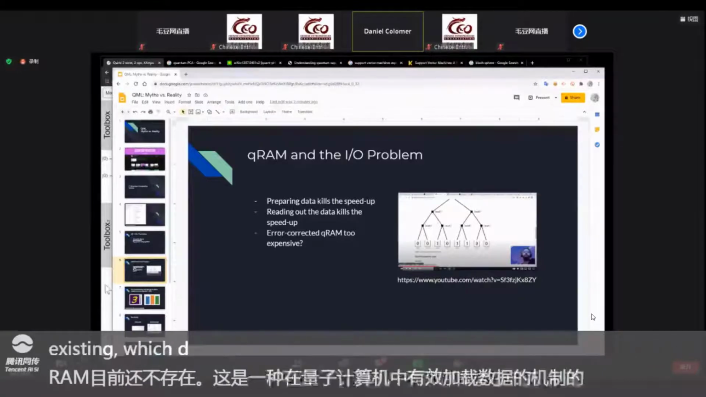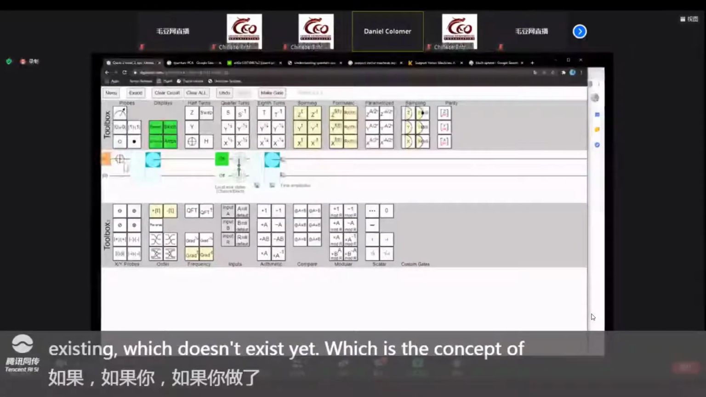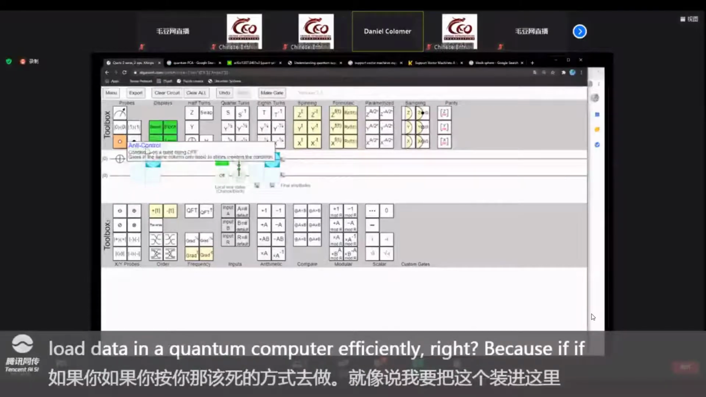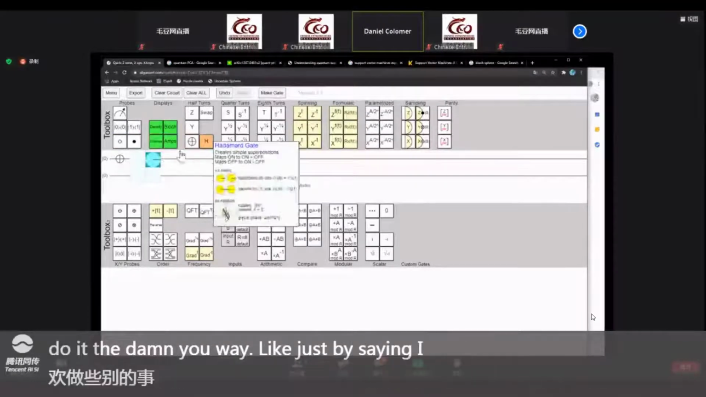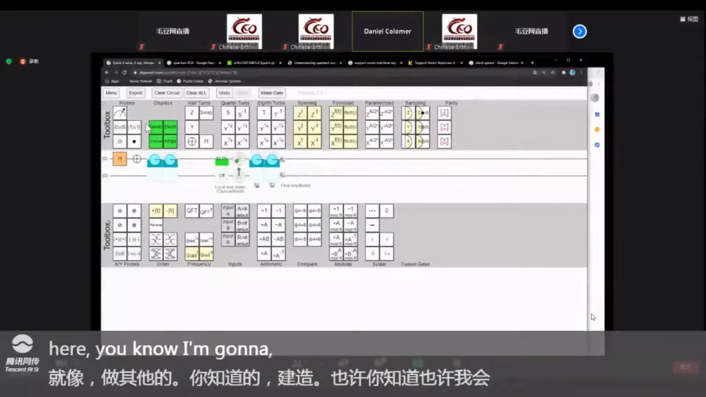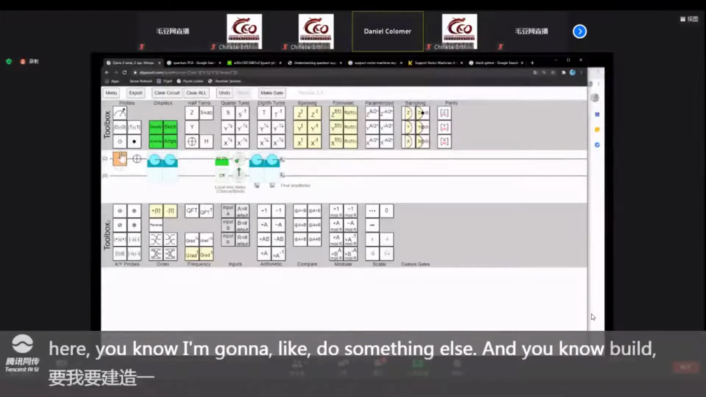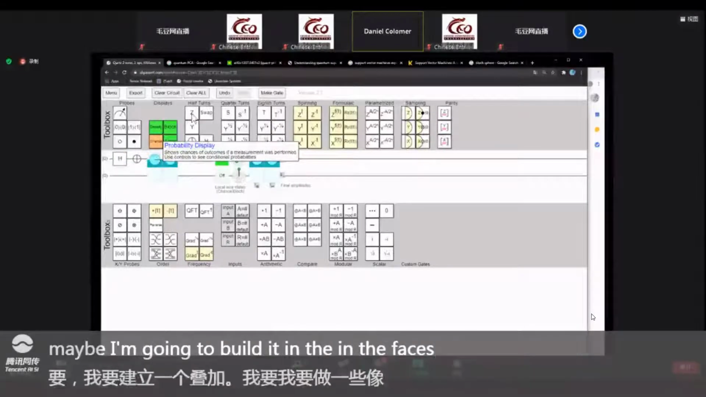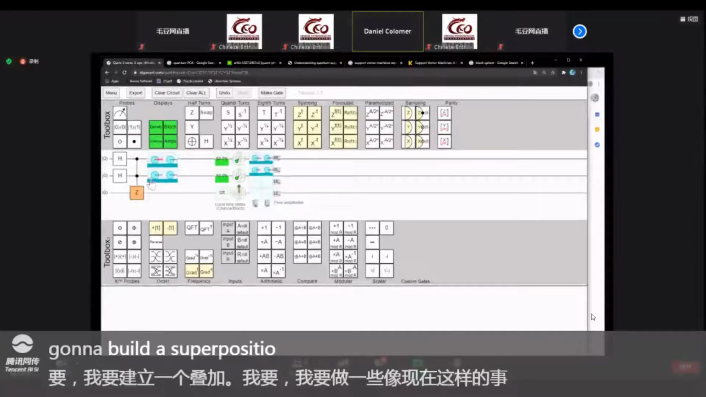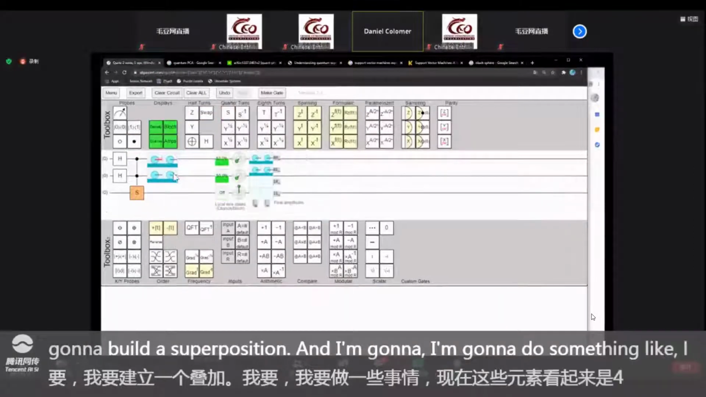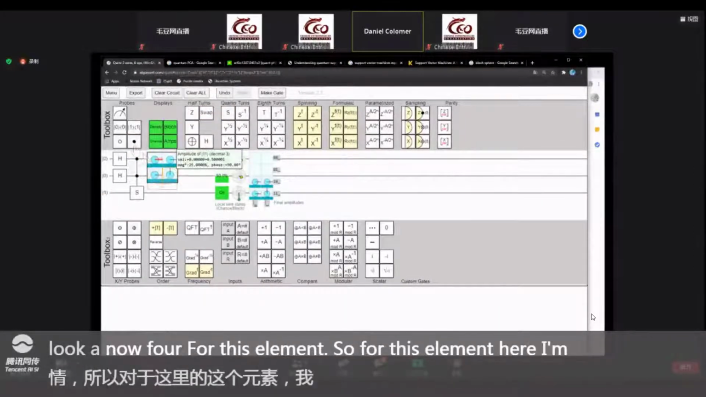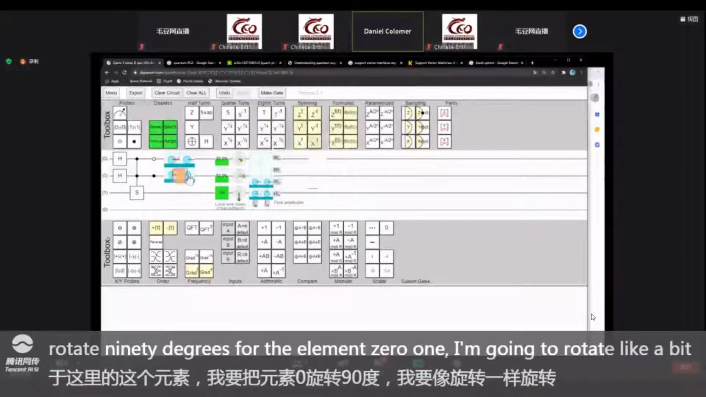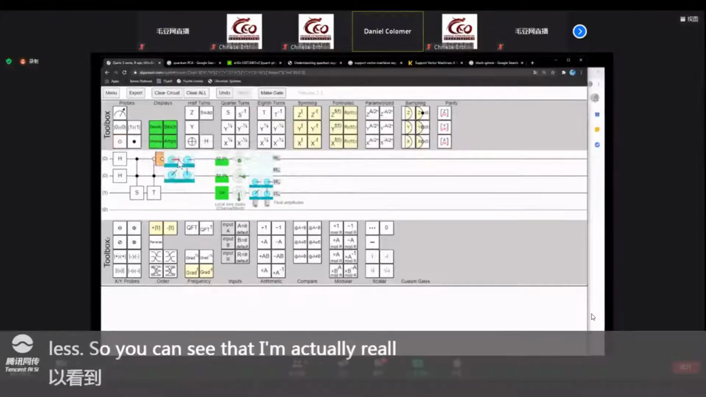Because if you do it the dummy way, by saying I'm going to load this one in here, then I'm going to do something else, or maybe I'm going to build it in the phases. So I'm going to build a superposition, and for this element in here, I'm going to rotate 90 degrees. For the element 0, 1, I'm going to rotate a bit less. So you can see that I'm actually really encoding data in there, right?